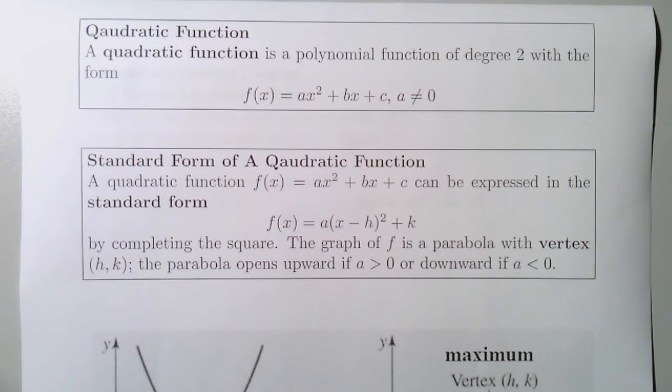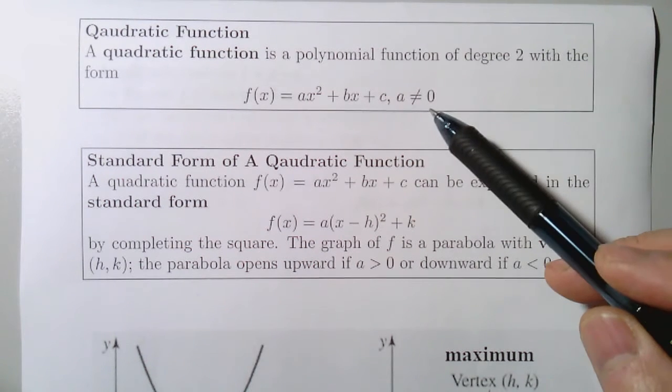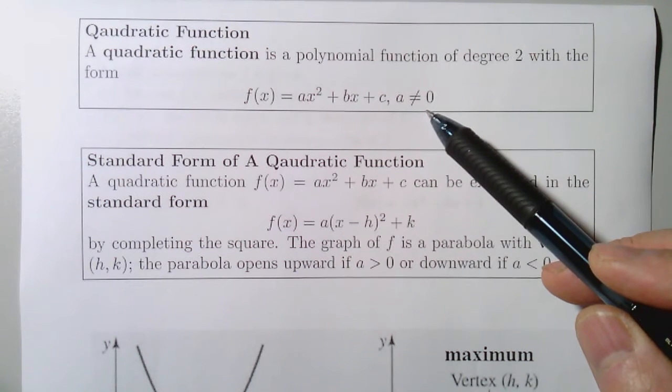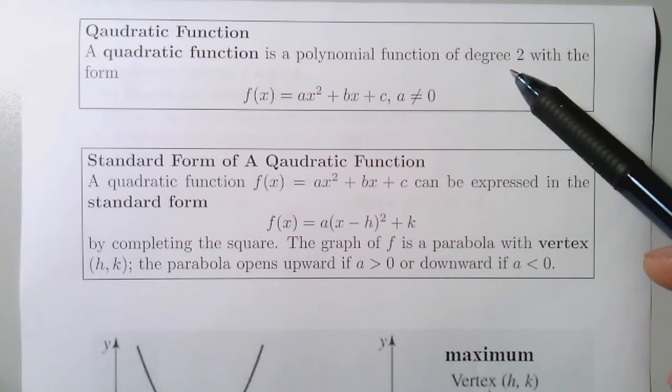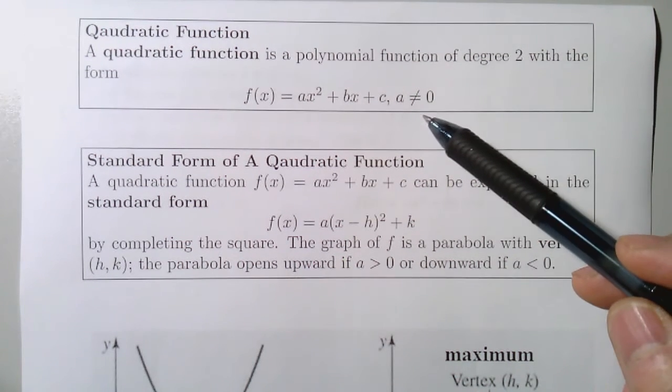In this video, we want to talk about quadratic functions. We mainly want to concentrate on how to convert a quadratic function to its standard form. A quadratic function normally is given by this form. We refer to this as the general form. A quadratic function is a polynomial function of degree 2 with this form.